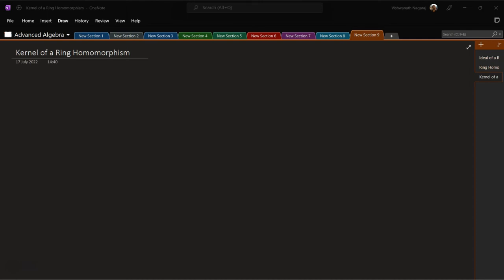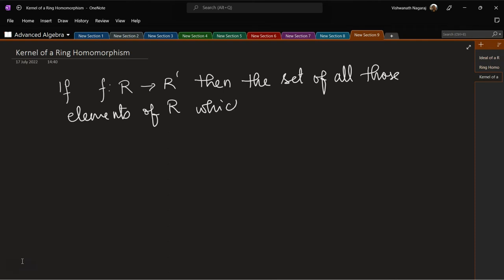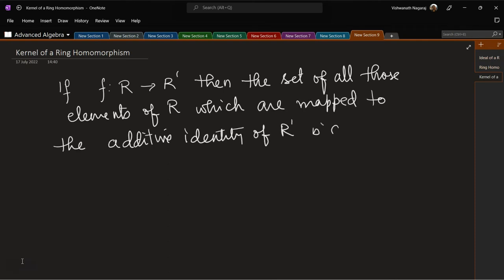Kernel of a ring homomorphism. We have already seen the kernel of a group homomorphism. So let's look at this. If f is a function which maps R to R prime, then the set of all those elements of R which are mapped to the additive identity of R prime is called the kernel of ring homomorphism.